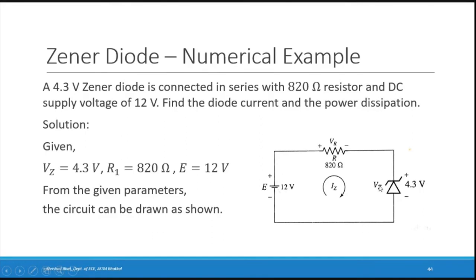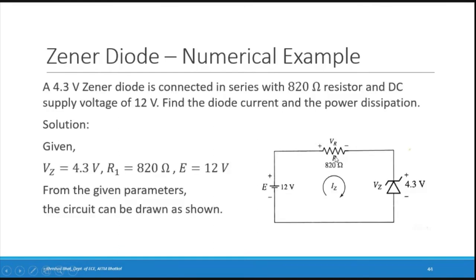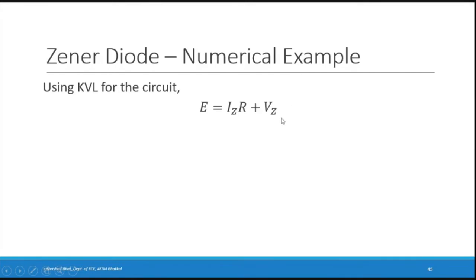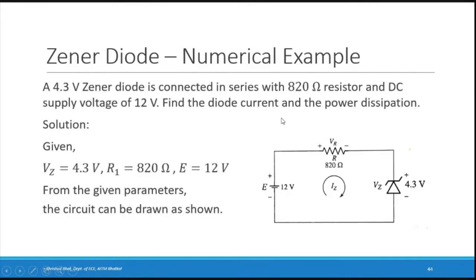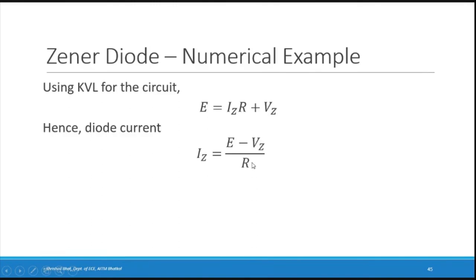E will be equal to the voltage drop across R plus the voltage drop across VZ, right? What is the voltage drop across R? IZ into R, plus VZ. So E is equal to IZ into R, plus VZ, the voltage across the Zener diode. We want the current, so if you rearrange this, the equation for current IZ will be equal to E minus VZ divided by R.